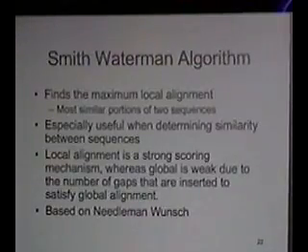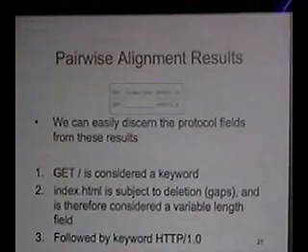So if you want to actually describe this protocol in a fuzzer, you could say, okay, we're going to send a GET space slash, and we're going to send a whole bunch of random data in between, followed by HTTP 1.0. Pretty simple.